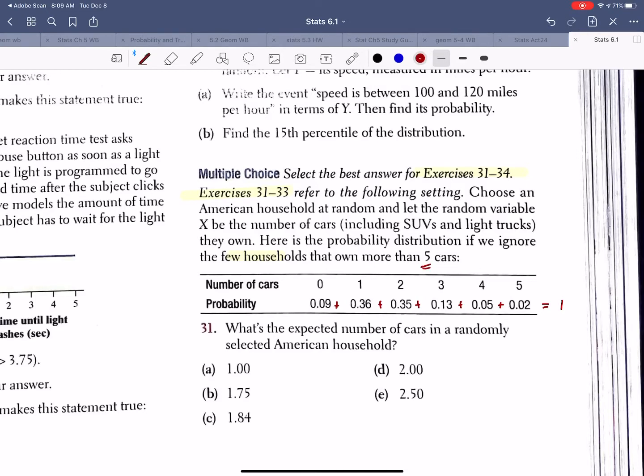What we've also seen done is that they do this, right? 5 or more, so that you make sure you get all of it. It has to add up to 1 or this won't work. So what is the expected value?